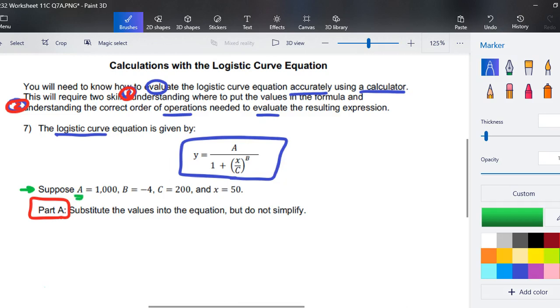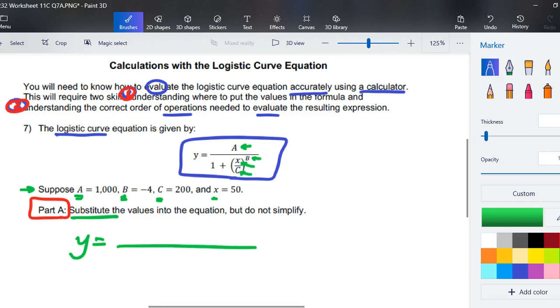I'm given an A, here's the A. I'm given a B, here's the B. I'm given C, there's a C. And I'm given an X, there's an X. The only thing I don't have is a Y, and well, 1's 1, so there's nothing else to put in its place. So the first thing says substitute.